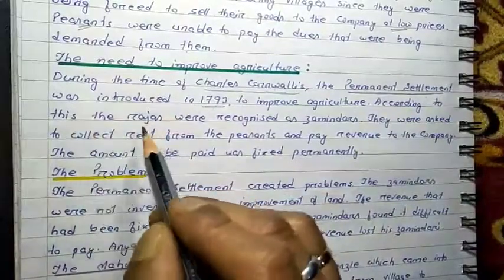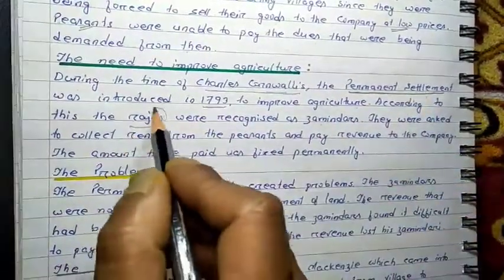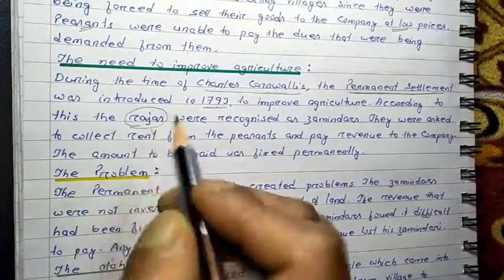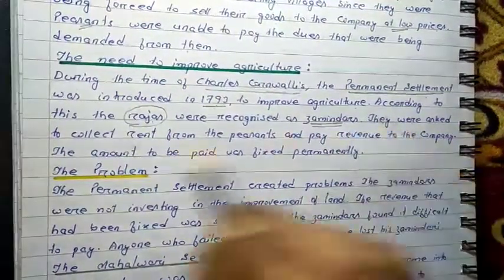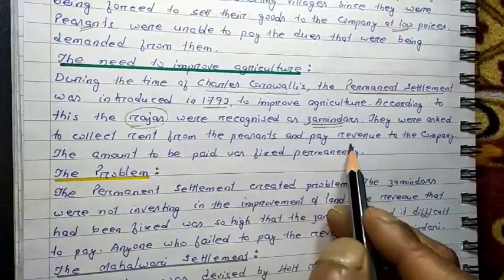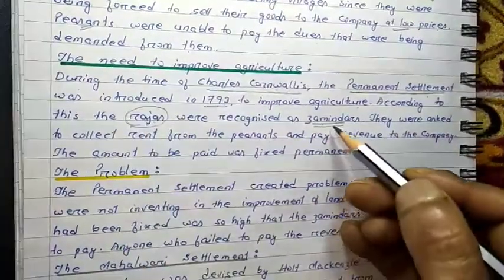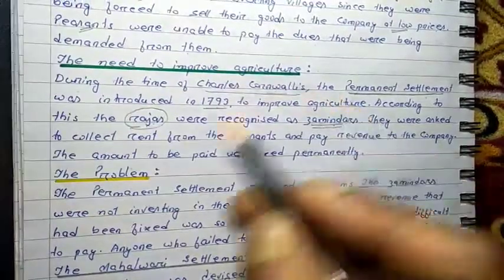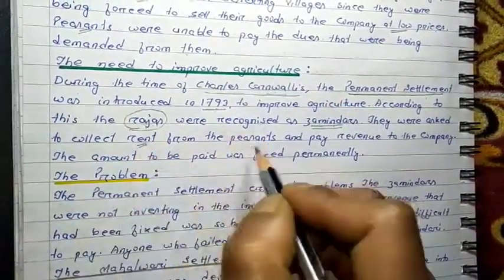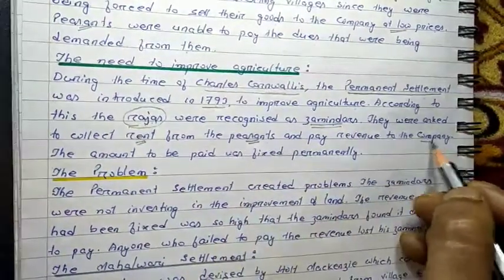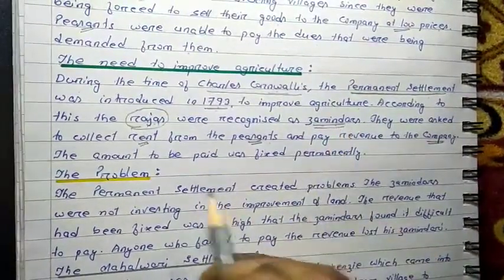According to this, the Rajas were recognized as Zamindars. According to the Permanent Settlement, the Rajas or the Indian rulers were regarded as the Zamindars. They were asked to collect rent from the peasants and pay revenue to the company. These Rajas or kings were given the permission to collect the rent. They collected the rent from the peasants or farmers, and then they paid it to the company. So we can say the Rajas or the Zamindars were working like middlemen.